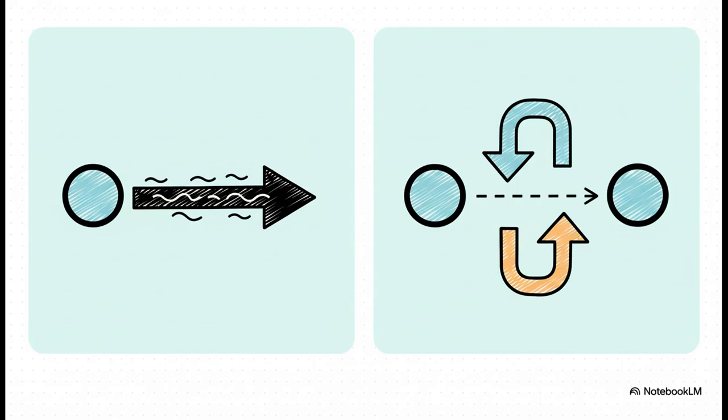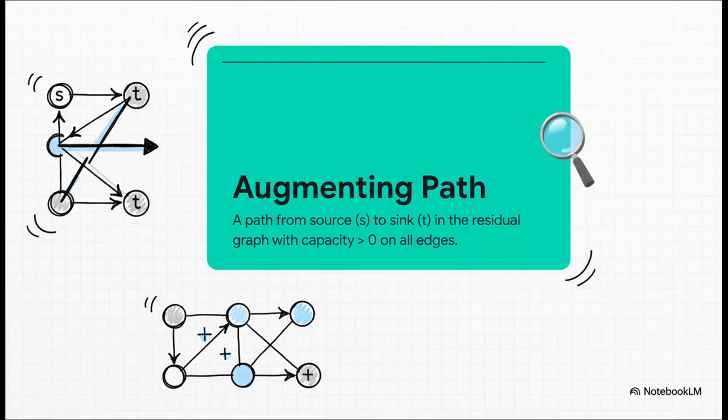After we push some flow through a path, the residual graph doesn't just keep track of how much capacity is left. It does something incredible. It creates a reverse edge. This new edge basically represents the flow we just sent, and it gives our algorithm the power to undo a bad decision. It can push flow backward along this reverse edge, effectively freeing up that capacity so it can be rerouted along a better path. It's a game changer.